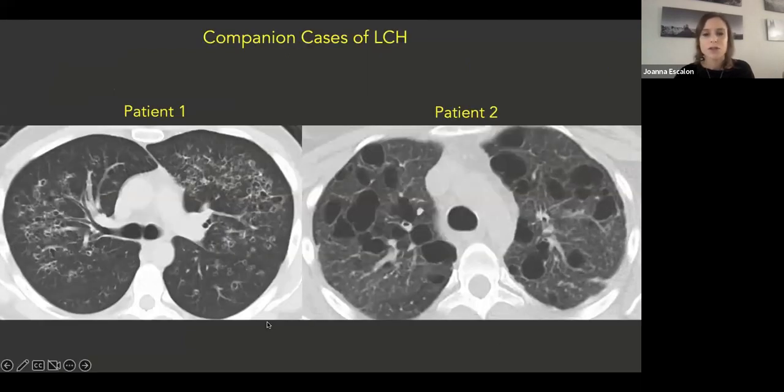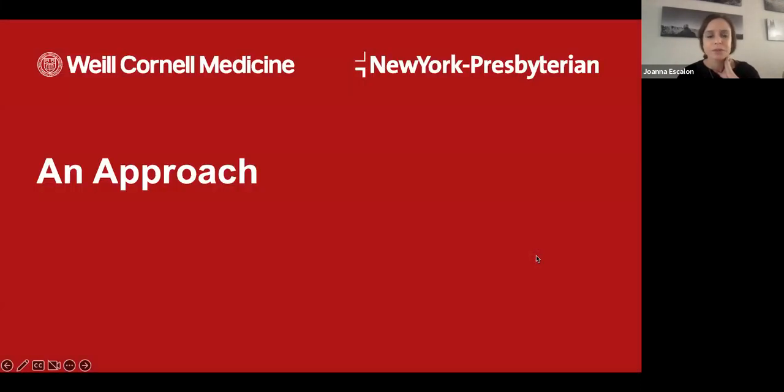Here's just another two companion cases. Patient 1 is kind of that typical picture of the bizarre shaped cyst. This, I think, would be bread and butter, perfect for a board exam. Patient 2, that would be a very difficult case, more likely to see in real life, where you're wondering, why does their emphysema look so strange? And it's just kind of burnt out Langerhans cell histiocytosis.